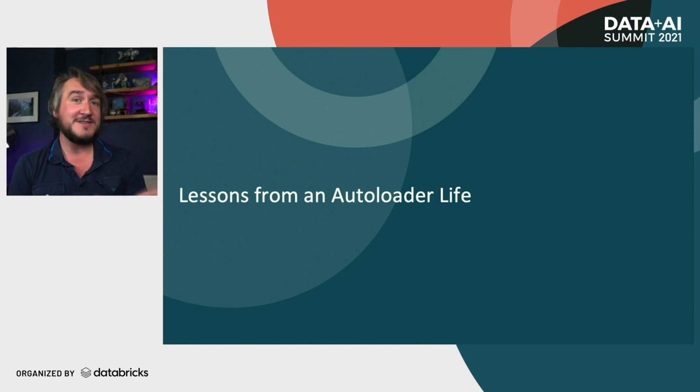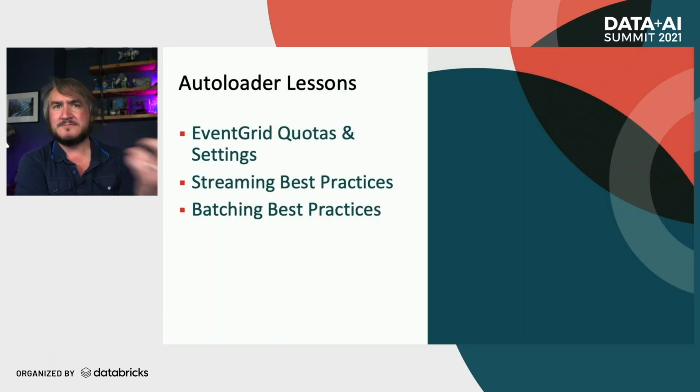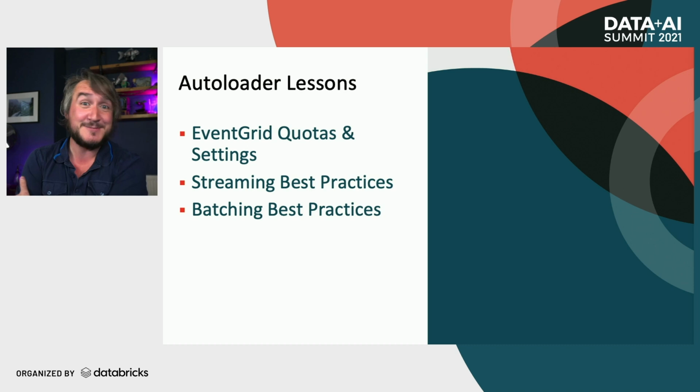Now, there are one or two gotchas I want to make sure you're aware of when you're using Autoloader, because of the nature of some of the systems. Some of these recommendations are very much on the Azure side of things, so they will be different if you're using this in AWS or GCP. So, some of the lessons. One, Event Grid quotas. We didn't even think about this, but you need to be aware of the limitations for the number of different objects you can create. Then there are a few settings and tweaks you can make when you're doing streaming and working with batching that you just need to be aware of.